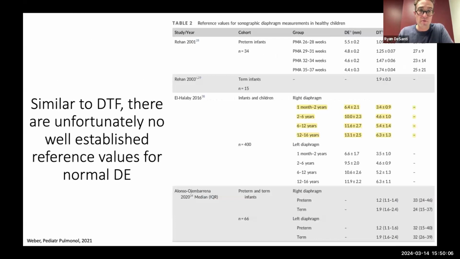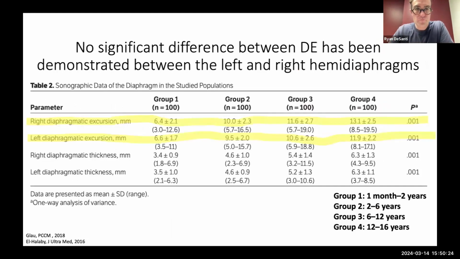Unfortunately, and similar to diaphragm thickening fraction, there are no well-established reference values for a normal diaphragm excursion, and it is probably going to depend on the specific patient population and conditions under which you are ultrasounding the patient. Some studies have compared the left and right diaphragm in patients at the same time and have not found a significant difference in the diaphragm excursion between the right and left hemidiaphragms. So we should be able to use comparison between the right and the left at the very least to evaluate for unilateral dysfunction, paralysis, or paresis.